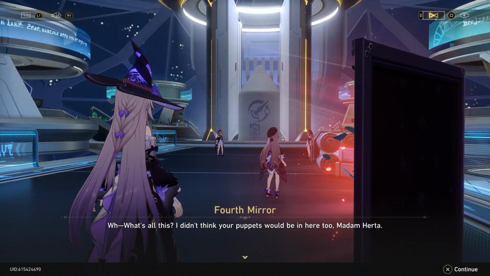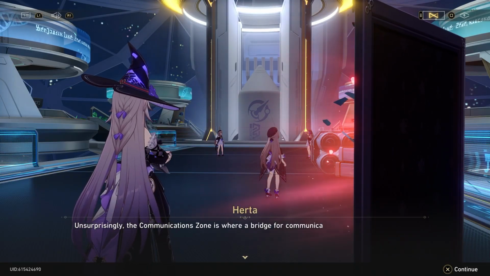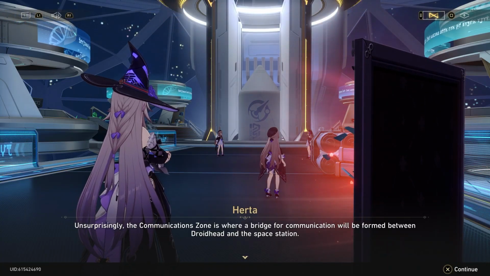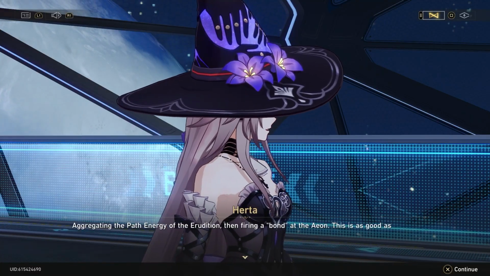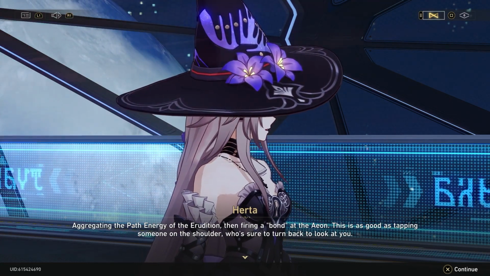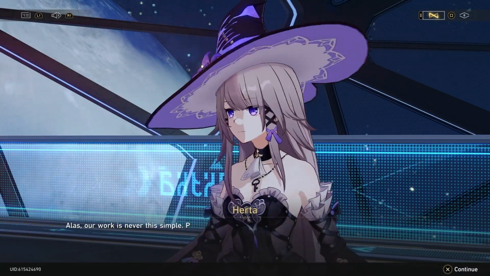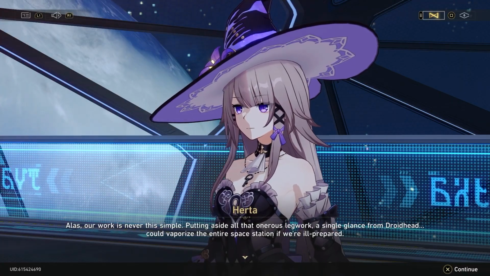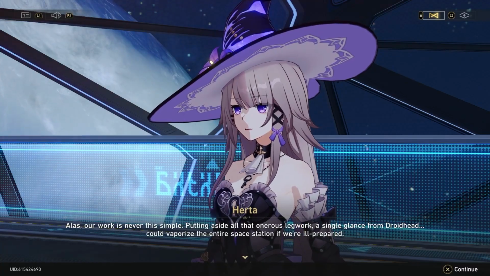What's all this? I didn't think your puppets would be in here too, Madam Herta. Unsurprisingly, the communication zone is where a bridge for communication will be formed between Droidhead and the space station. Aggregating the path energy of the erudition, then firing a bond at the Eon. This is as good as tapping someone on the shoulder who's sure to turn back to look at you. Alas, our work is never this simple. Putting aside all that onerous legwork, a single glance from Droidhead could vaporize the entire space station if we're ill-prepared.